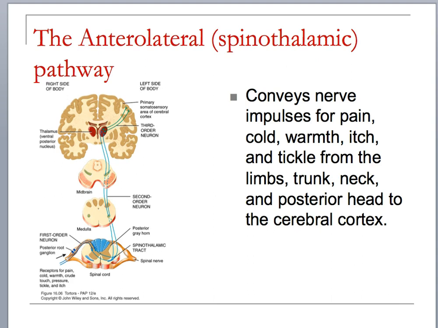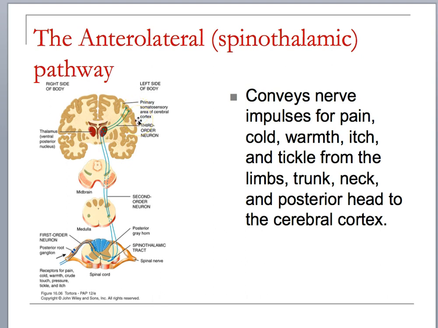Spinothalamic pathway. Okay, well, look at here. We're going directly from the spine, we'll call them, where our first order neuron activates our second order neuron inside the posterior gray horn. We haven't seen that before. It decussates through either the gray matter or the white matter, and then ascends to the medulla, directly to the thalamus, directly to the cerebral cortex.